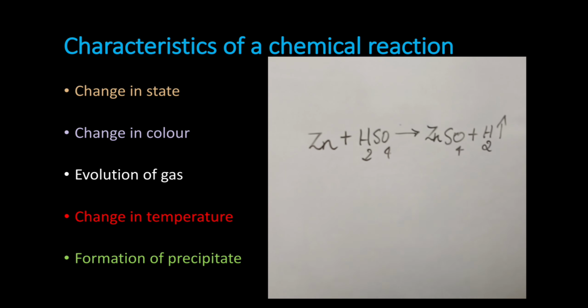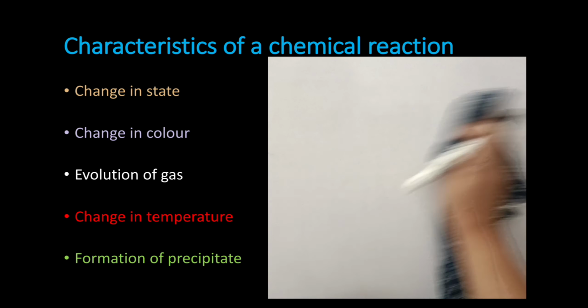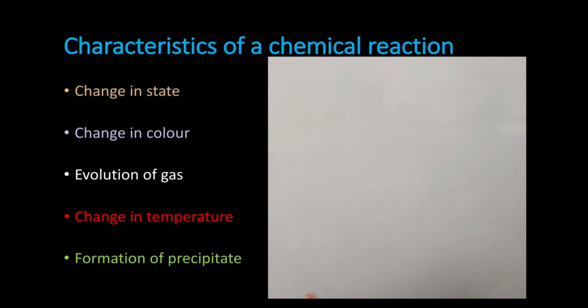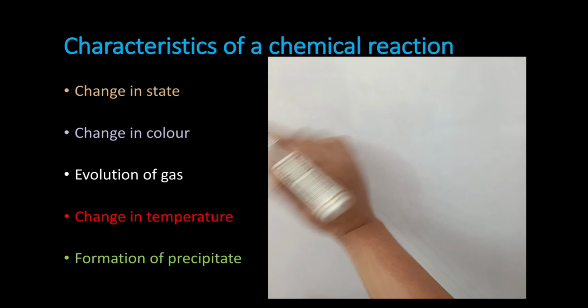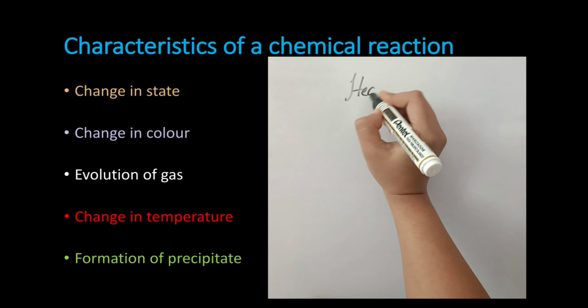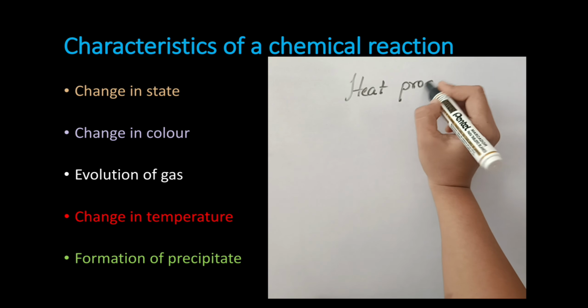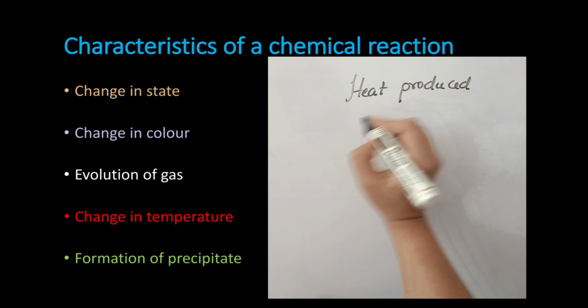And the fourth characteristic is change in temperature. Very important. When some chemical reaction takes place, heat is produced or heat is absorbed.